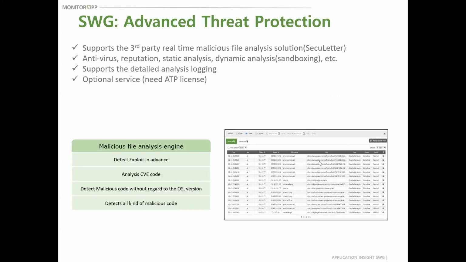Next is the professional malware analysis function. We have a partnership with a third-party professional malware analysis service named Advanced Threat Protection Service. If you activate this function with the optional service, meaning an additional paid service, you can get more detailed visibility and analysis information for all the inbound and outbound files. This function includes antivirus as well as static and dynamic analysis. Dynamic analysis means sandboxing.